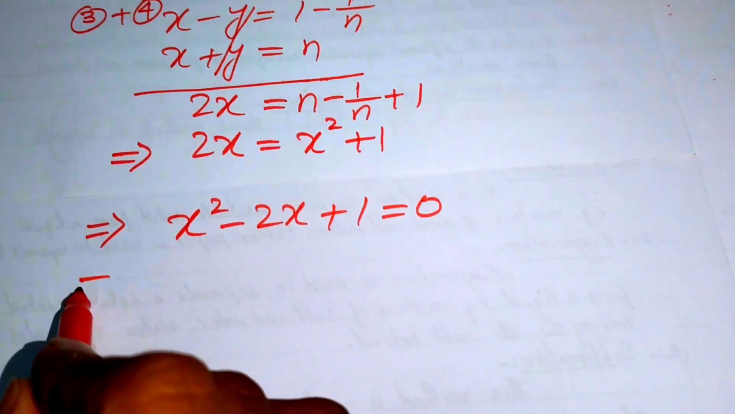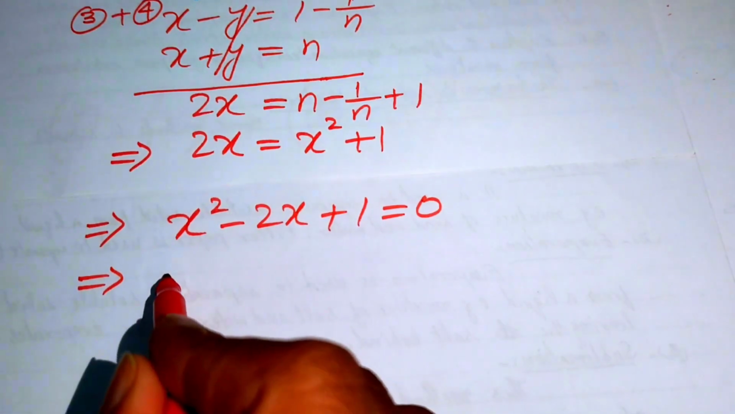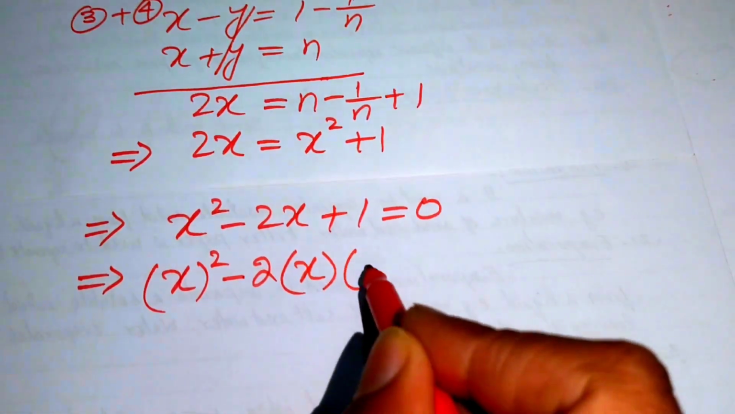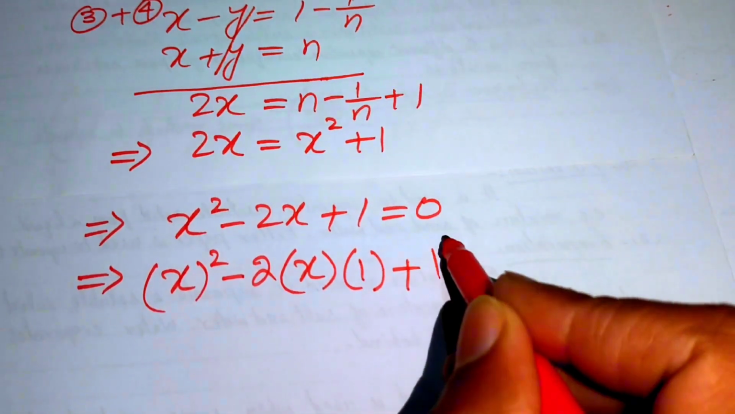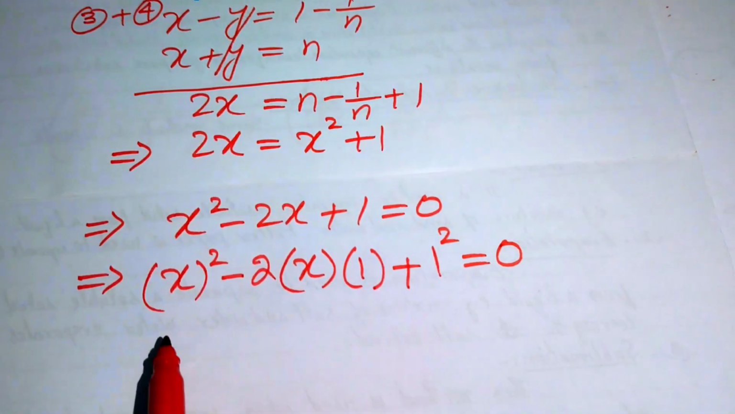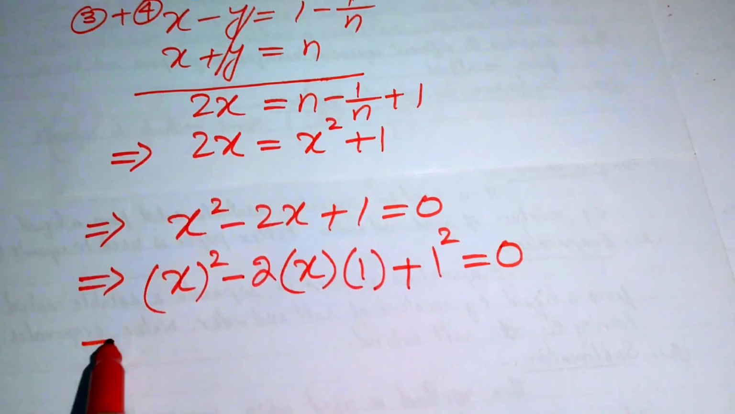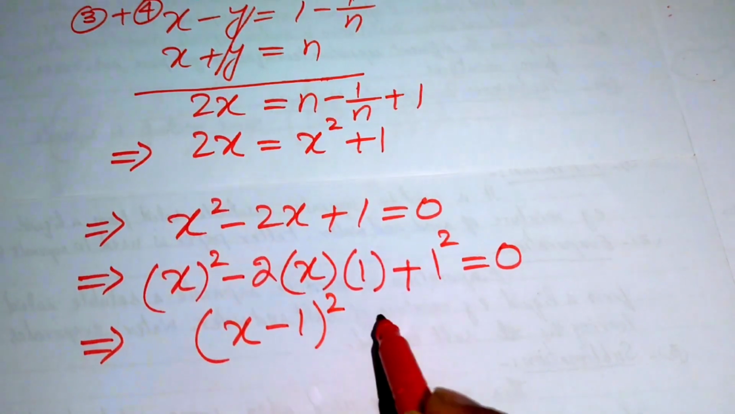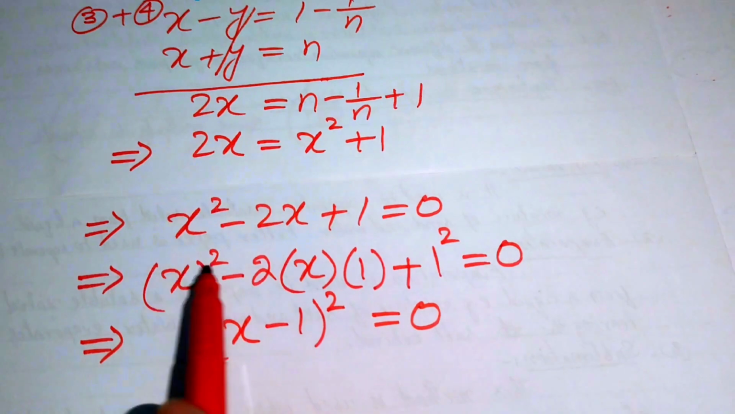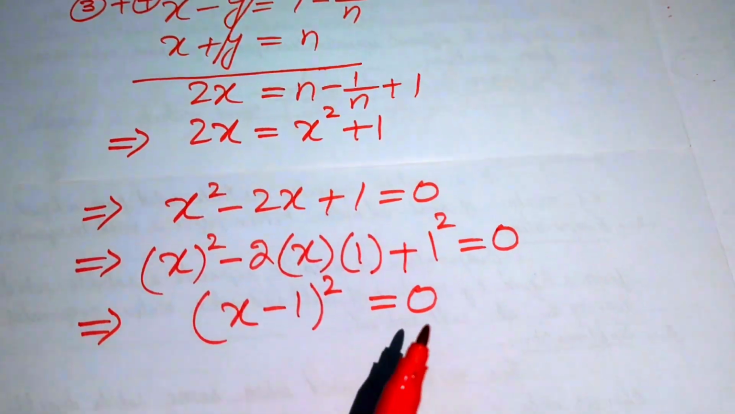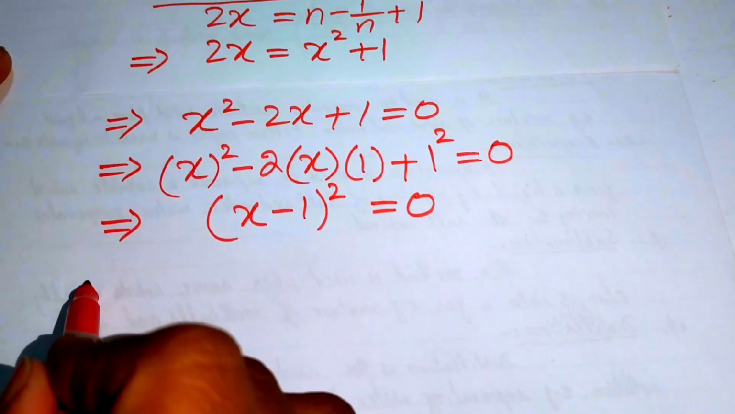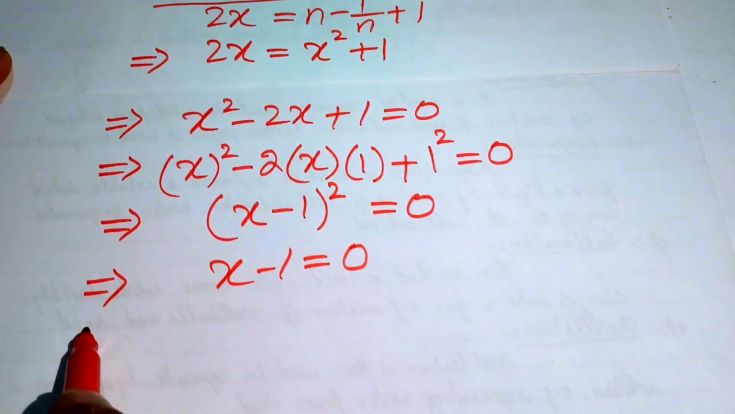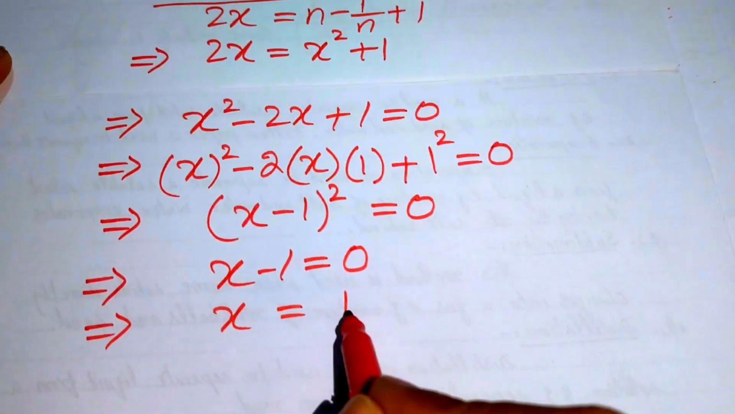So here if we complete the square of this equation, then we write it as x² - 2 times x times 1 + 1² = 0. When we combine all these terms, you see that it equals (x - 1)² = 0. So this is the complete square of x - 1. Now we take the square root on both sides, and you get x - 1 = 0, and this implies that we get x = 1.